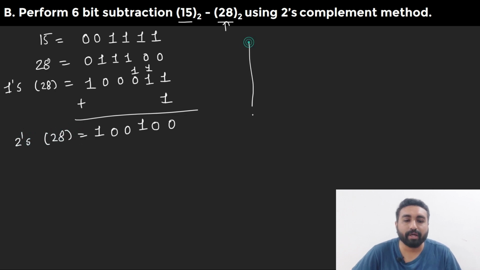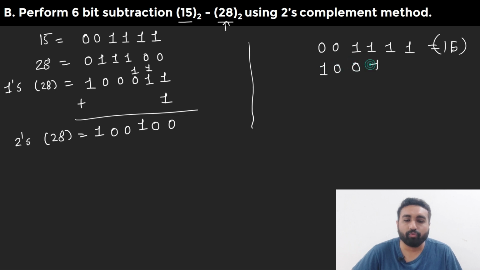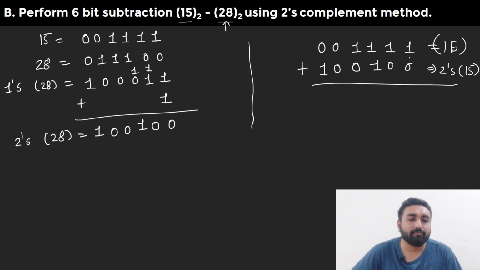Okay, this we need to add with the 15. So 15 is 001111. With that we will add our 2's complement, that is 100100. So that is the 2's complement of 28. Okay, so when we add both of them, 1 plus 0 will be 1, 1 plus 0 will be 1, 1 plus 1 will be 0 and carry will be 1, 1 plus 1 will be 0 and carry will be 1, 1 plus 0 is 1 and 0 plus 1 is 1.